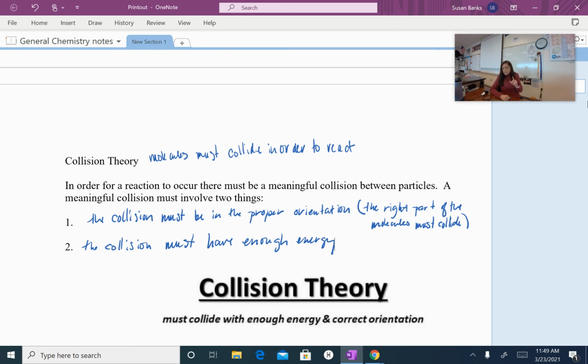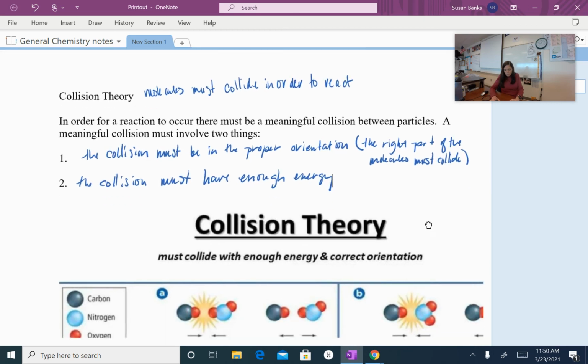Number two, if I'm in a collision in a demolition derby and I'm driving my car 5 miles an hour, so I'm not hitting anything very hard, am I going to damage the cars that I hit? No. I need to collide going fast enough to have enough energy in the collision to actually damage the other cars. So when we collide to have a reaction, those two things need to happen. I have to hit with enough energy and I have to hit on the proper part of that molecule to get it to react with the proper orientation.